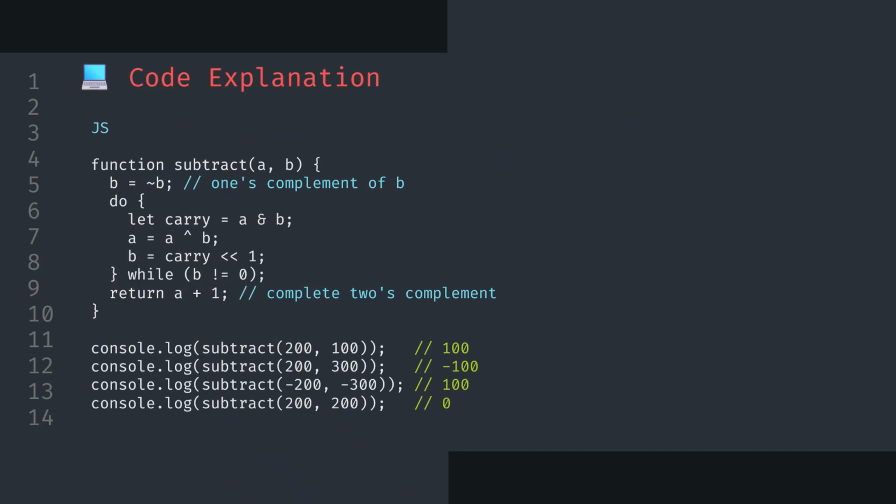We start by flipping all bits of b to get its one's complement. Then we add a and b using bitwise addition logic. XOR handles the sum and AND finds the carry bits, and we shift the carry left. The loop continues until there's no carry left. And finally, we add 1 to complete the two's complement subtraction.